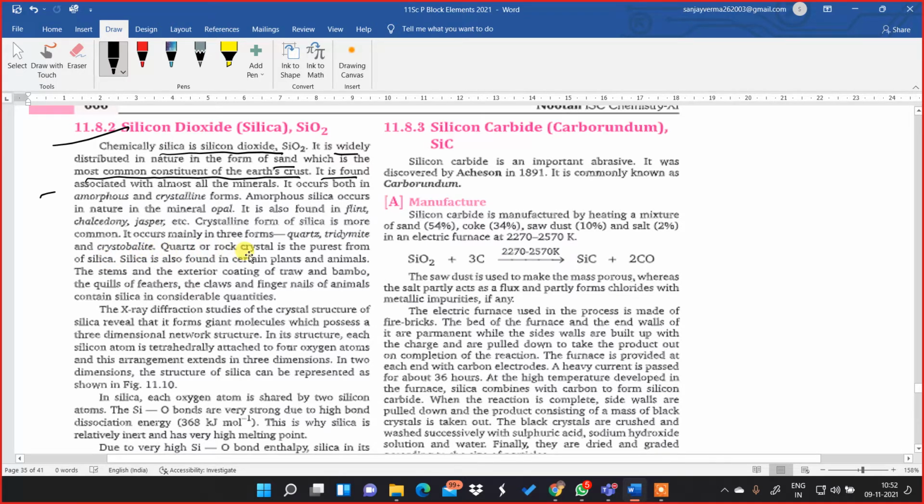Quartz or rock crystal. This quartz which you see over here is used in the Ostwald's process, during the manufacture of nitric acid in the lab preparation. Or rock crystal is the purest form of silica.